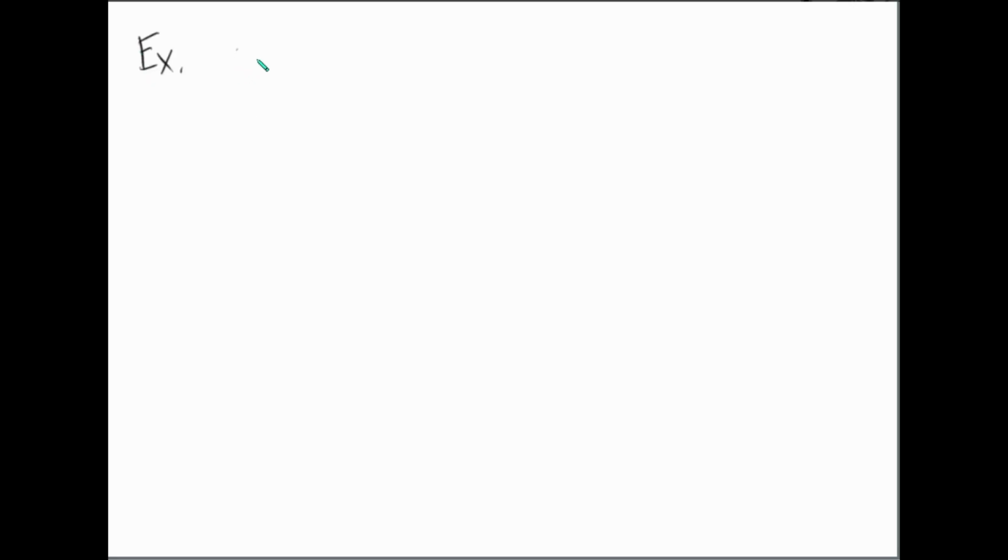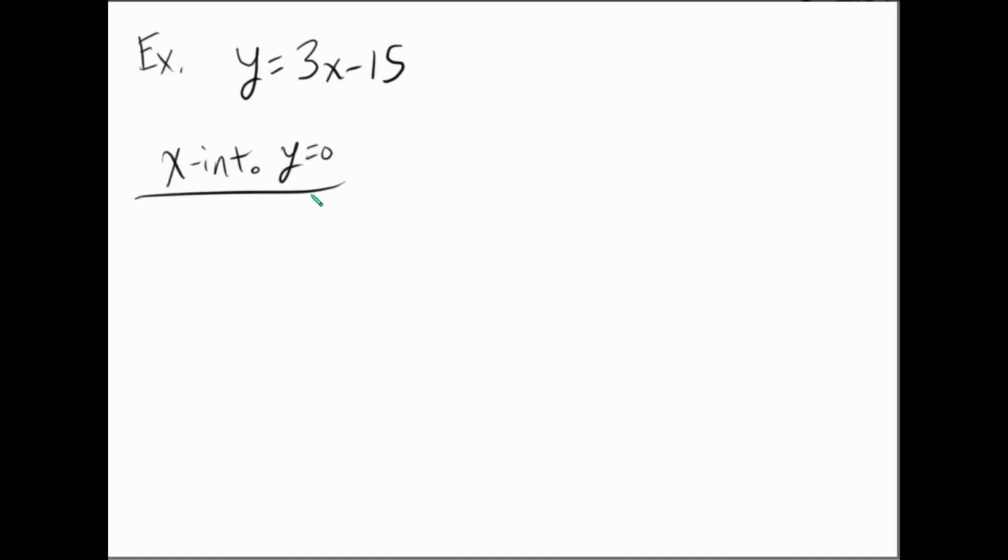So we're going to take a look at y equals 3x minus 15. Okay, so I'm going to calculate my x-intercept first. My x-intercept is going to be where y equals 0. So I'm going to substitute y for 0 back into my equation.